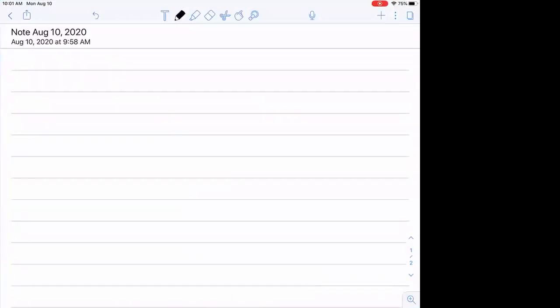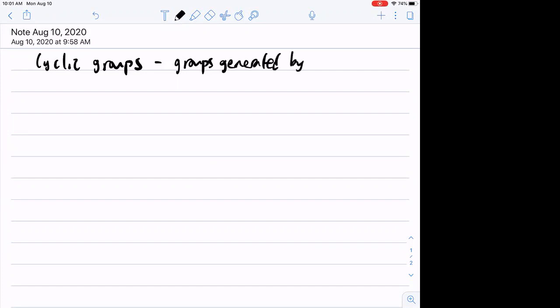Okay, let's get started. We're going to talk first about cyclic groups. These are groups generated by one element. What do I mean by this? Take an element of your group, take all powers of it, including the negative powers, meaning the inverse. You take all powers of your element and all powers of its inverse, and if you get the whole group, it's cyclic.